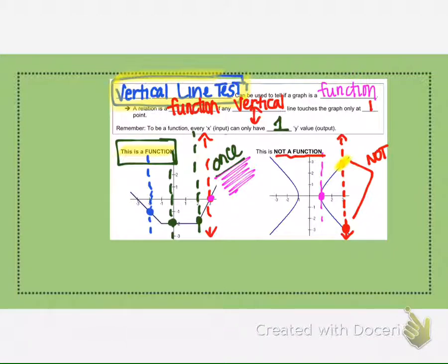Again, it touches here and here when I put a vertical line through at x equals 3. So even though it's okay right here when x is 1, automatically if I find a spot like that, it is not a function. Here's another spot. When x is -2, if I draw a vertical line here, it touches down here and up here. So it touches more than once, so that's why it's not a function.